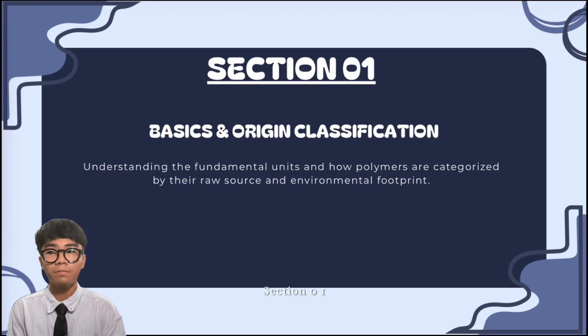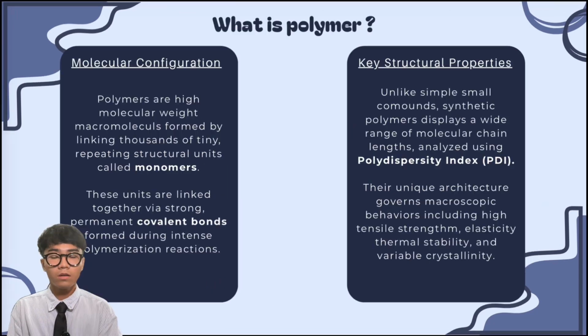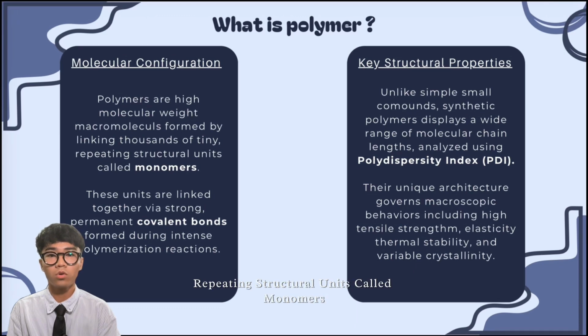Section 01, Basics and Origin Classification. Understanding the fundamental units and how polymers are categorized by their raw source and environmental footprint. First of all, let us understand what a polymer actually is. A polymer is a high molecular weight macromolecule formed by linking thousands of tiny repeating structural units called monomers.